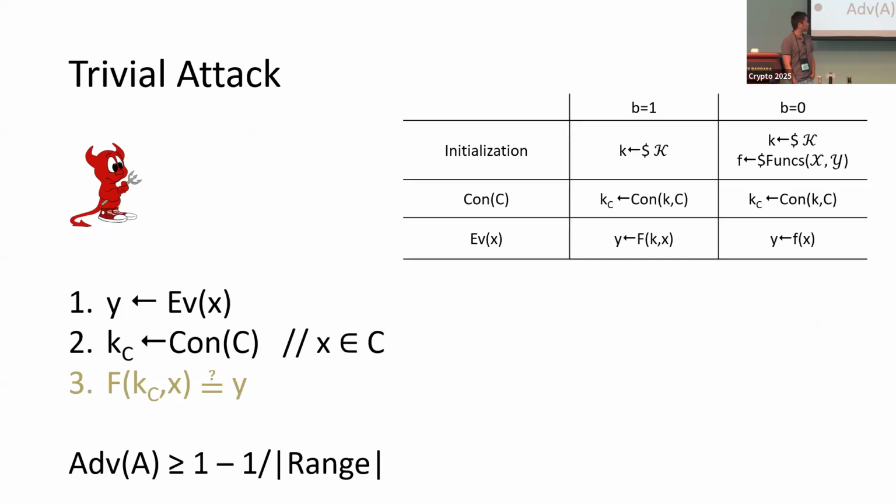However, there is a trivial attack on this definition. The attacker can simply query eval on x, and then query constraint on a set C that contains x. It can then evaluate x using k sub C to check whether it equals y or not. And recall that in the game, when b is 1, you will always return the honest output, but when b is 0, it's random. So then the attacker wins with non-negligible advantage.